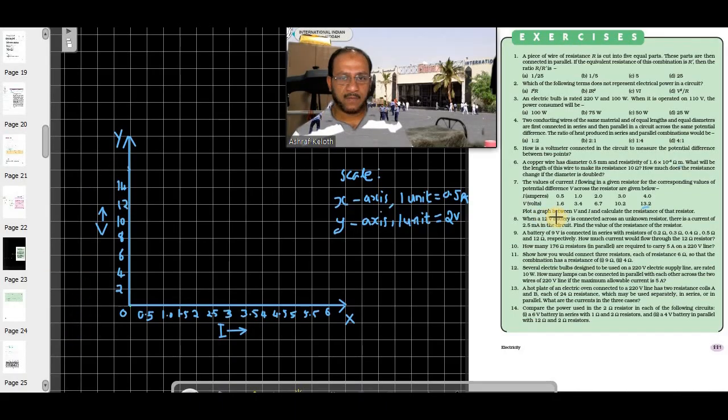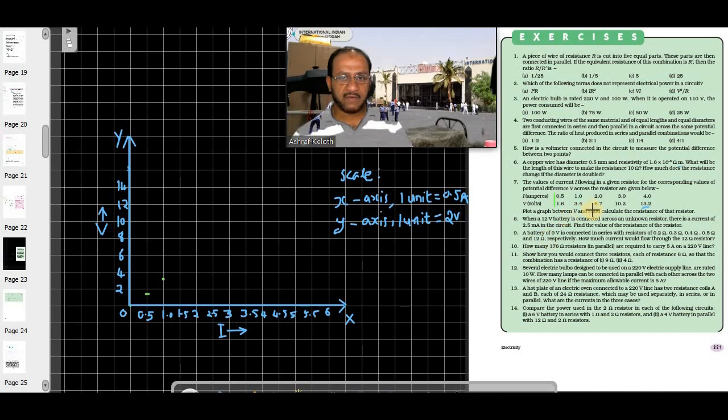While plotting the graph, the first ammeter reading is 0.5 on the x-axis, and the corresponding voltmeter reading is 1.6. This 1 division is 2, so 1 will be the middle of that. 1.6 means a little below 2, approximately here. The second reading, 1 ampere, 3.4, means between 2 and 4. 3 is the middle, so a little above that. I am taking nearly 3.4 at this point.